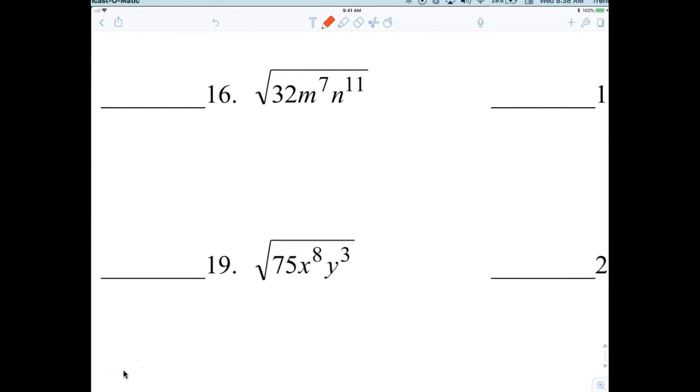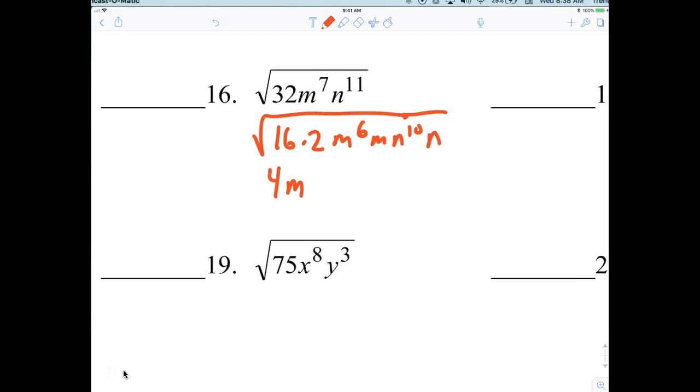All right. Here we go. 32. What does that break down to? 16 and 2. We talked about that a bunch yesterday. Don't do 8 and 4. It'll take you longer. 16 times 2. M to the 6th. M. N to the 10th. N. Any issues with that? Boys? Hayes, you okay with this? Yep. Final answer. 4m cubed n to the 5th square root 2mn.